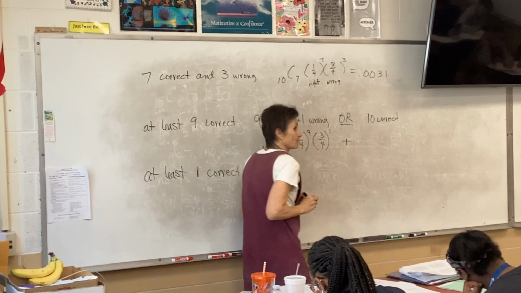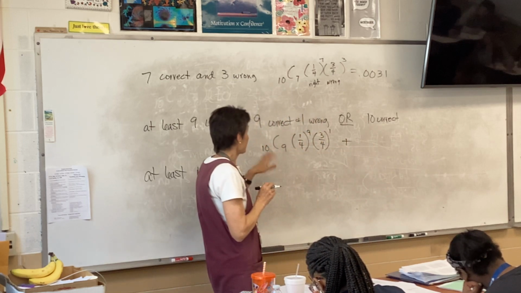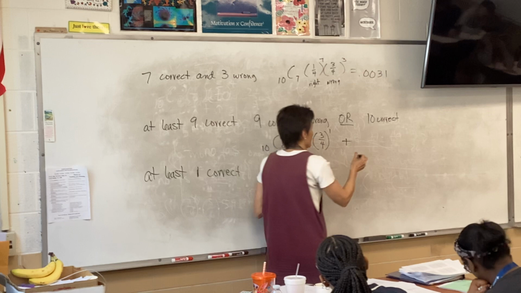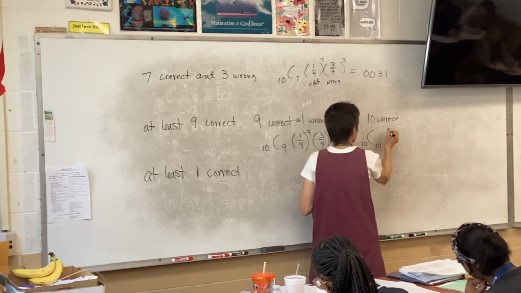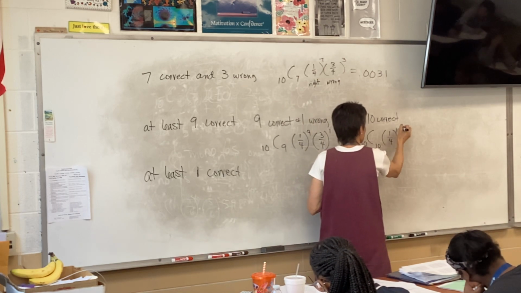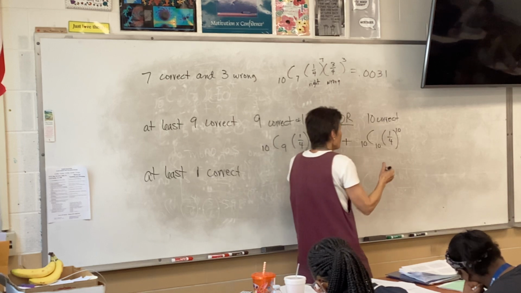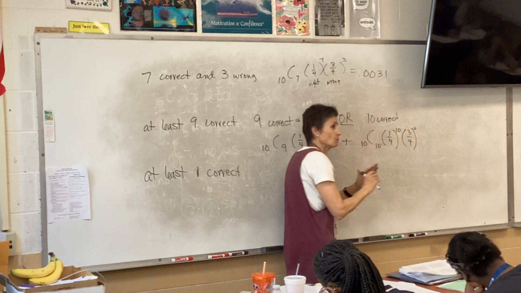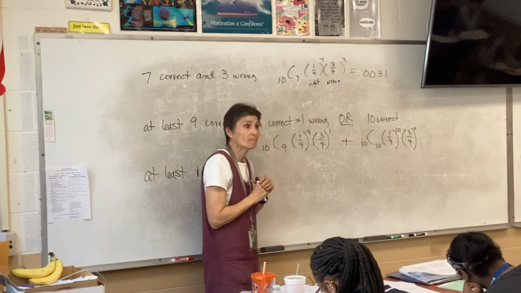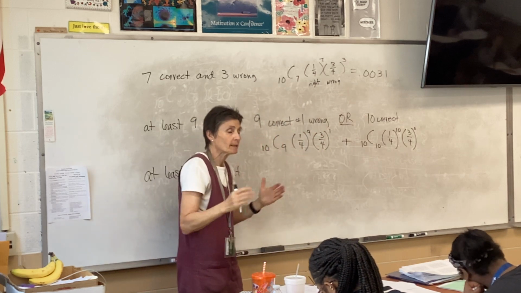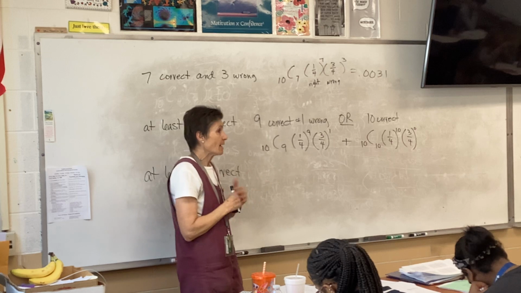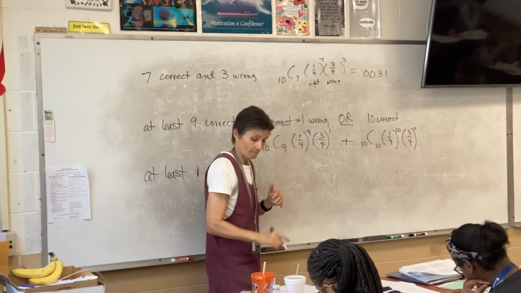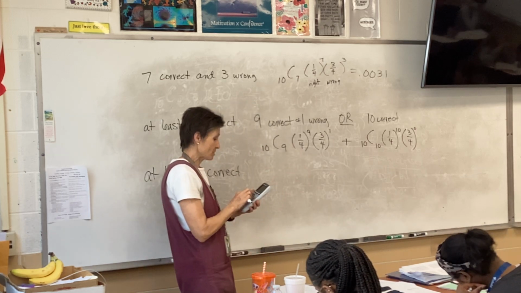Or I could get 10 correct. So 10C10, 1/4 to the 10. If you want to add 3/4 to the 0, you absolutely can. It won't change a thing. Kind of keeps everything looking alike. If you get 10 right, obviously you're getting none wrong. I bet this is even a smaller number.